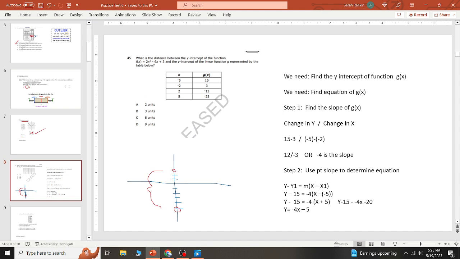All right, what is the distance between the y-intercept of the function and the y-intercept of the function presented below? Okay, so let's find the y-intercept of g(x) first. We've got to find the slope. Remember, we find the slope by the change in y over the change in x. So that's 15 minus 3. We get a slope of -4. Step 2, we use the point-slope form to determine our y-intercept. So our y-intercept is -5.